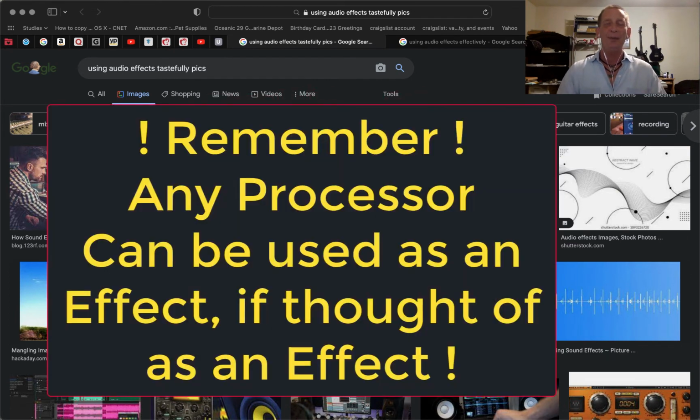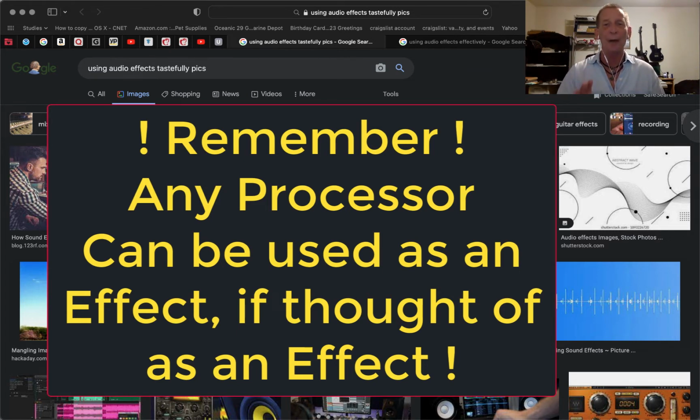Using audio effects effectively and tastefully is a pretty complicated subject and a fairly opinionated one. First and foremost, you have to remember that there are a lot of opinions on this, and that does not make any of them wrong, and it does not make any of them right. That's the first concept you have to get through your head.